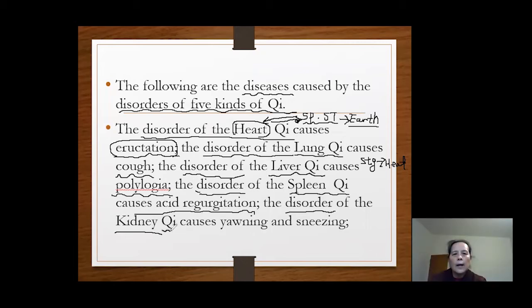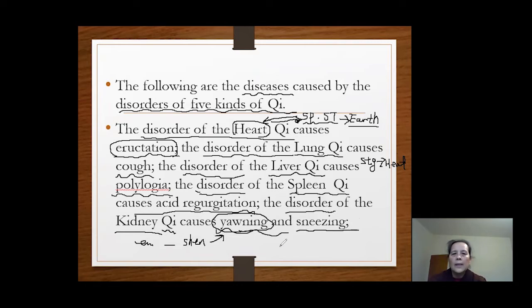So kidney disorder can cause problems like people always being tired, yawning, and it can also cause sneezing. What does that mean? That's basically kidney qi, also including the kidney essence part, supporting the spirit. So when people get tired and are always yawning, that's pretty often a kidney deficiency kind of disorder.